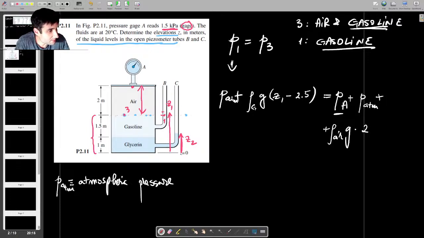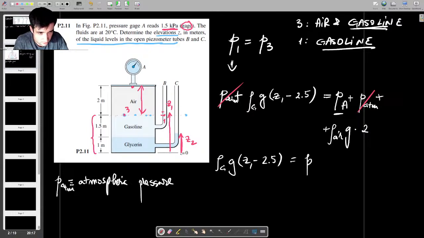Sir, if ATM is positive, both sides will cancel each other out. Yes, that it will. That's a very good point, and that's exactly what I was going for. So I'm going to cancel this and this, and now I just have to find what Z1 is. So let's try to rearrange. We have the density of the gasoline, g, Z1 minus 2.5 is equal to the pressure at A plus rho air g times 2.